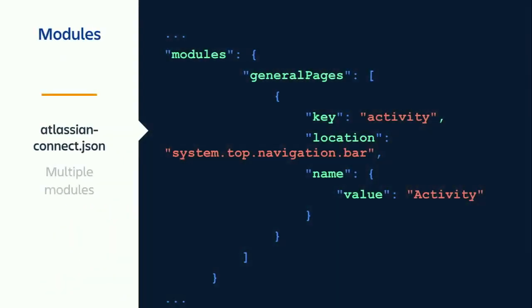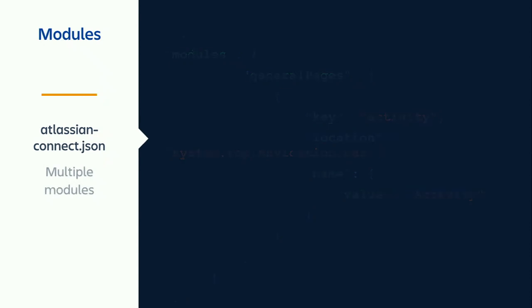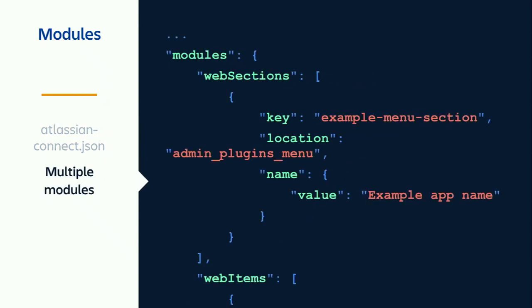Again, just to look at what the module definition looks like in the Atlassian Connect descriptor. There will be a modules object, and within there is where we define all of our modules. Here we have general pages. We can have multiple general pages, that's why we have an array there. And we can also have multiple modules, so not just multiple general pages, but we can define multiple modules within our descriptor.